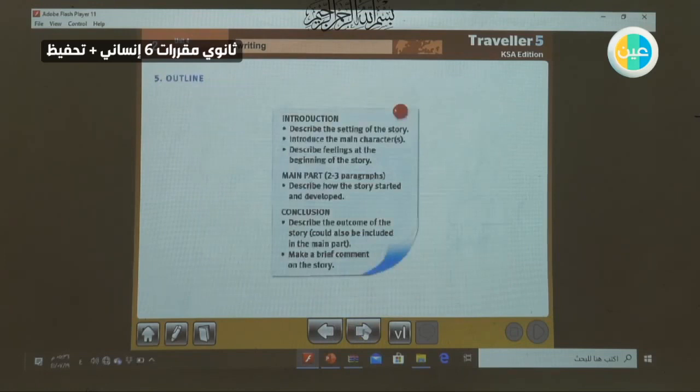Now you will write your own outline, as we said before: introduction, main part and conclusion, and you will follow the rules. In the introduction, you will describe the setting of the story, the place, and introduce the main characters, or main character if just one, and describe feelings at the beginning of the story. Then you will go to the main part, two or three paragraphs, describing how the story started and developed. Then you will come to the conclusion, where you will describe the outcome, the result of the story. It could also be included in the main part. You can take the conclusion into the main part and you can make a brief comment on the story.